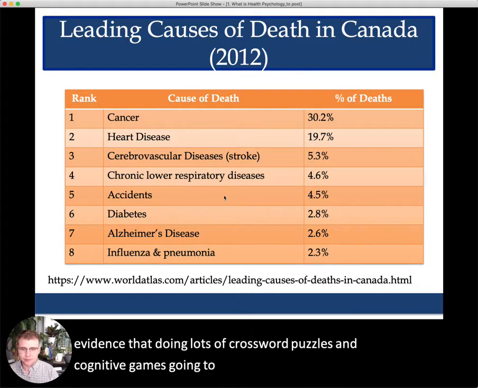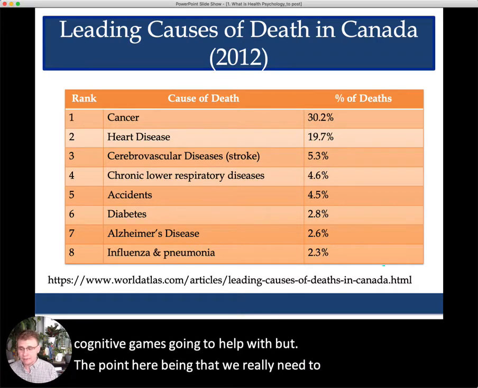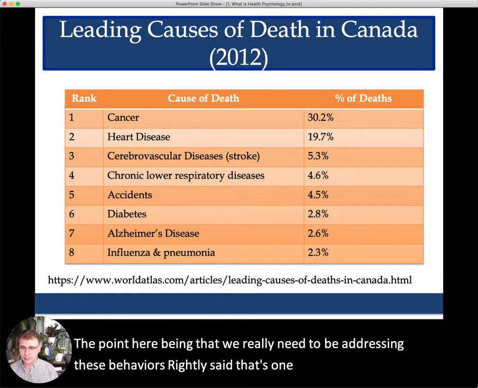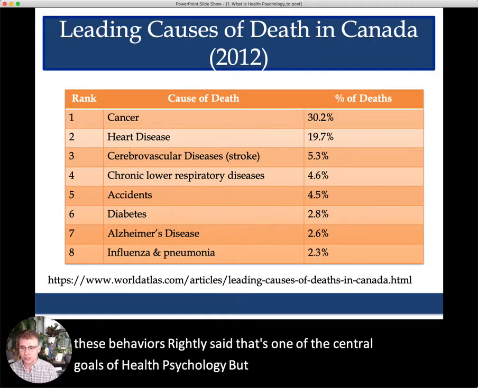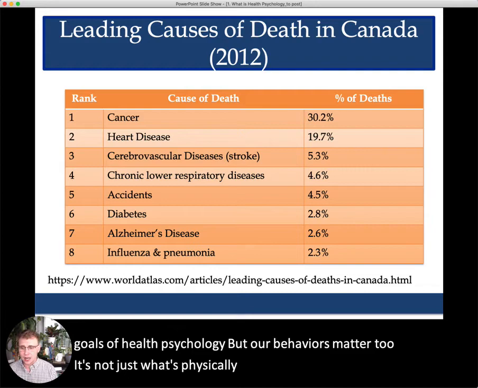But so anyway, the point here being that we really need to be addressing these behaviors, right? We said that's one of the central goals of health psychology, but our behaviors matter too. It's not just what's physically happening in our bodies, but also our behaviors can impact that itself.